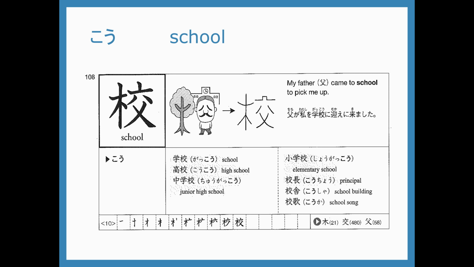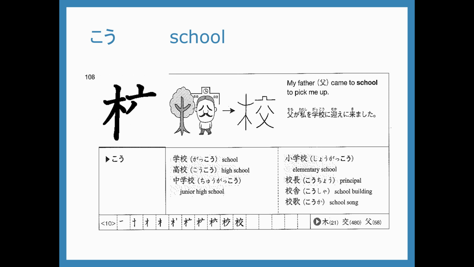So we write this kanji. We start with the kanji for tree on the left. Then we have this roof. And then we have the kanji for chichi, for father, on the bottom. So let's take a look. We are going to start on the left with 1, 2, 3, 4, 5, 6, 7, 8, 9, 10.